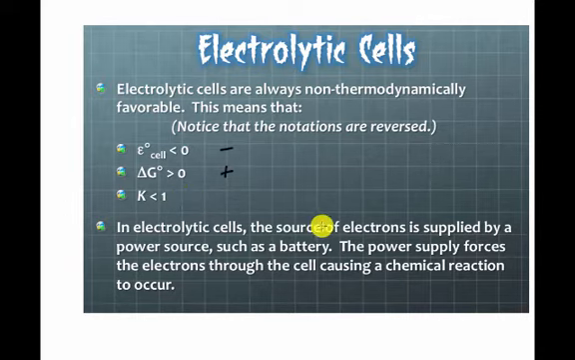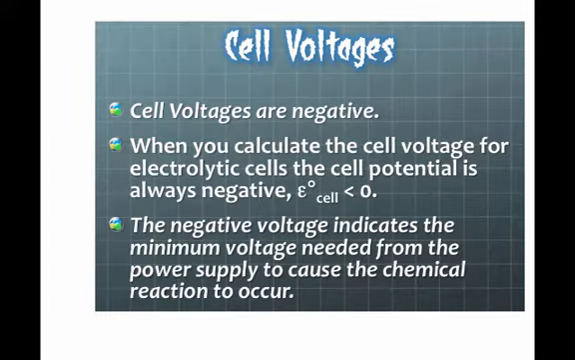Right, so the source of electrons in this case is not going to be produced. We're not going to produce electrical current. We're going to use that electric current to cause that chemical reaction to happen. And essentially, we're going to force the electrons to go backwards through the cell. Normally, they should go in one particular direction, but we're going to force them to go backwards in another direction. So our cell voltage is always negative when we deal with electrolytic cells.